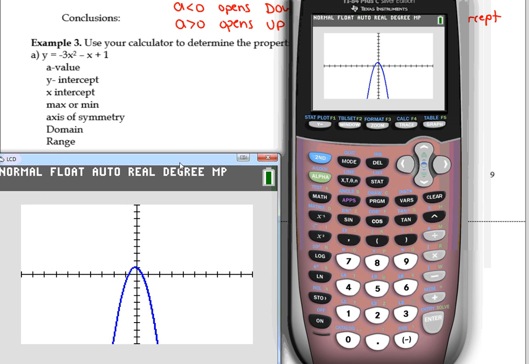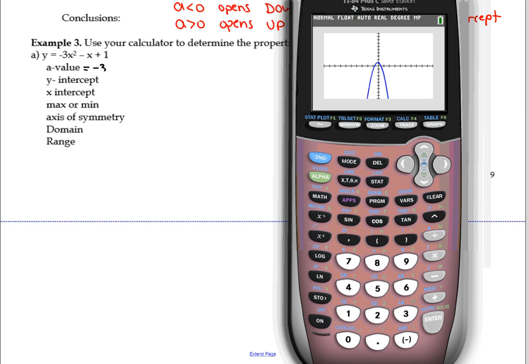Okay, so here we go. What's my a value in this equation? Negative 3. Okay, my y-intercept, just by looking at it, it's in standard form, would be 1. Y equals 1, or you can write that as a point if you want. X is 0, y is 1. X-intercept.